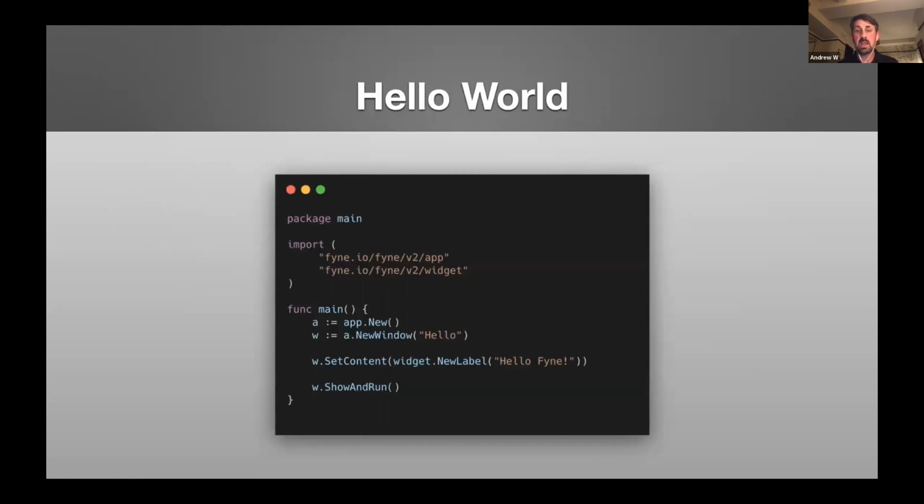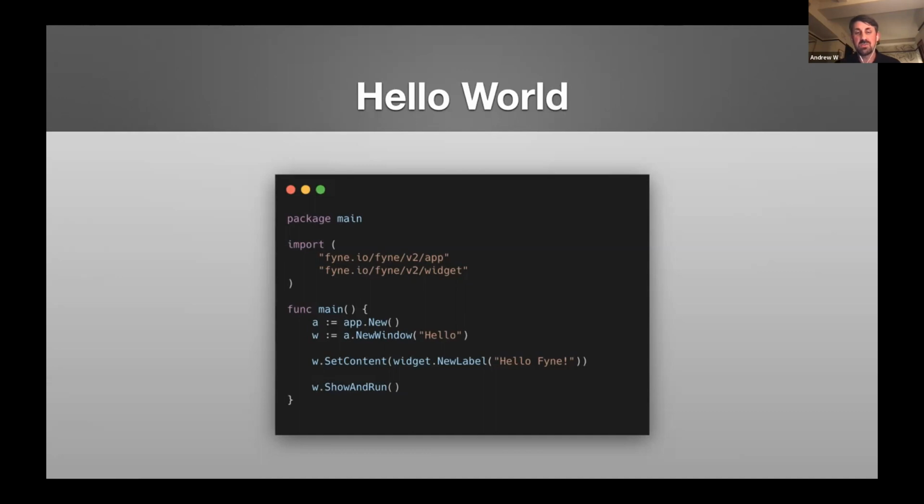We're importing two packages, the app package, which does all of the setup and auto discovery of your platform, and the widget package, which obviously is providing widgets. So in our code, we just create a new application instance, which is configured for the current device at runtime. We create a new window. We give it a title in case the environment titles windows. And then we set the content to a new label widget that says Hello Fyne. And then we show and run the application. So that's showing a window and running the application.